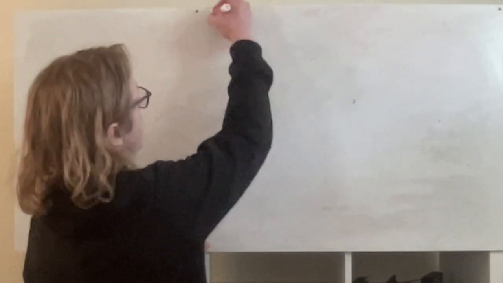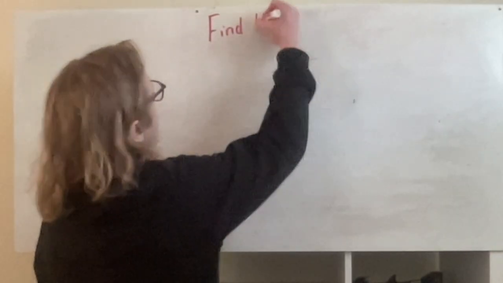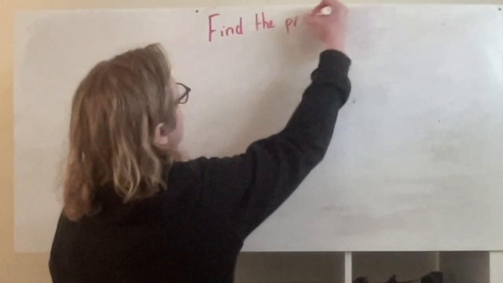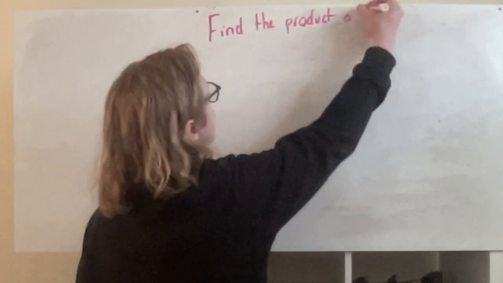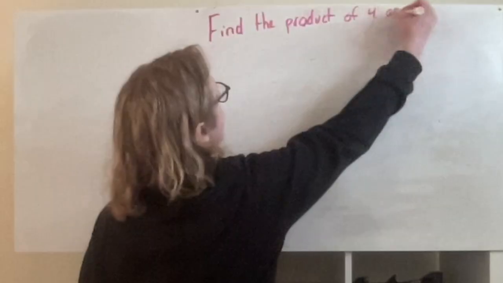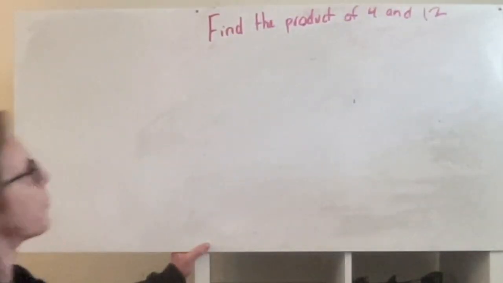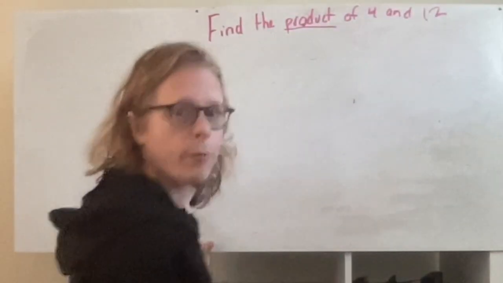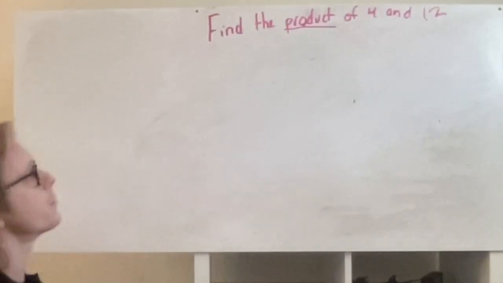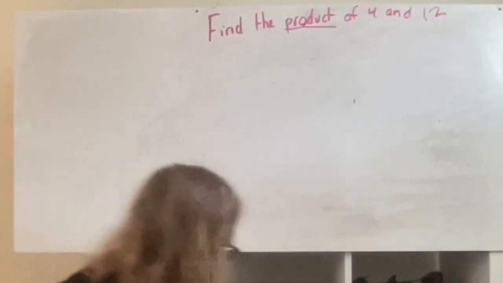Okay, so you might see a problem on the non-calculator section of the GED test that would say, find the product of 4 and 12. Okay? Now, product is just the math term for the answer when we multiply two numbers together. Okay? So if we multiply 4 and 12 together, the product is the answer that we're going to get.